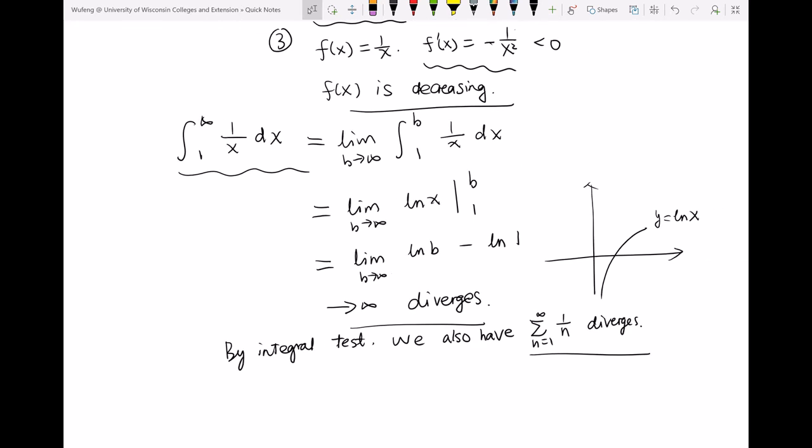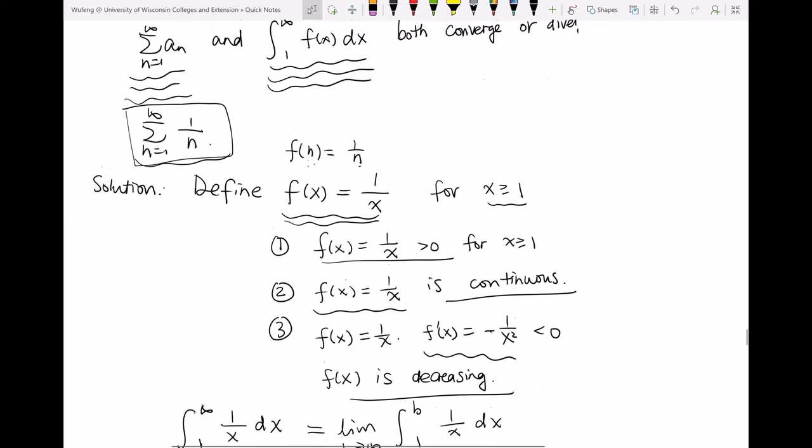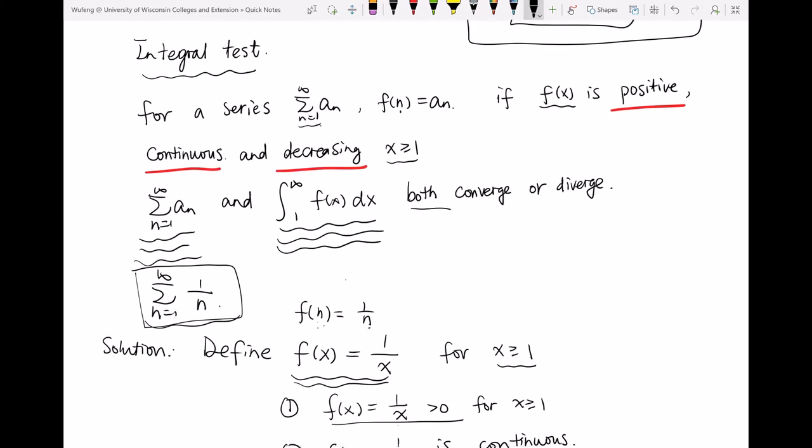Question: how can a function both converge and diverge? Okay, it does not mean the same function both converges and diverges. It means if the integral of f(x) dx diverges, then the series diverges. So instead of looking at the series, we're looking at the antiderivative, at the integral.